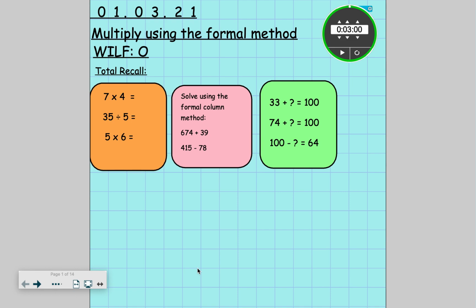And welcome back. Answers, please, on a postcard. Actually, I'll give you the answers. It would take too long writing them on a postcard and posting them. Anyway, 7 4s are 28. Correct. 35 divided by 5 is 7. Correct. 5 times 6 is 30.